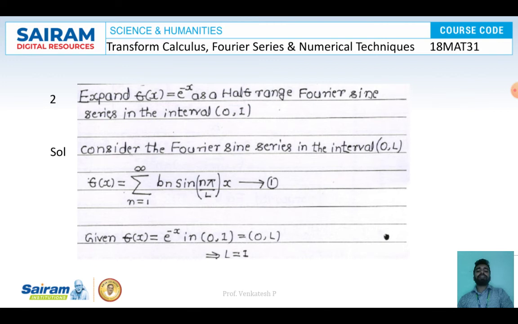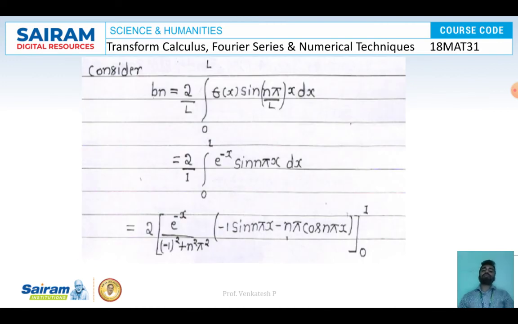So now replace this data in the Bn equation. So consider Bn is equal to 2 by L integral 0 to L f of x sine n pi by L x dx. So replacing L is equal to 1 and the function f of x is equal to e power minus x, we got 2 by 1 into integral 0 to 1 e power minus x into sine n pi x dx. So now after integration we got 2 into e power minus x by (minus 1) square plus n square pi square into (minus 1 sin n pi x minus n pi into cos n pi x) with the limit 0 to 1.